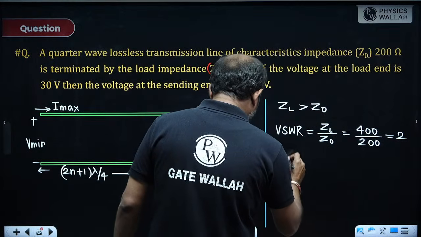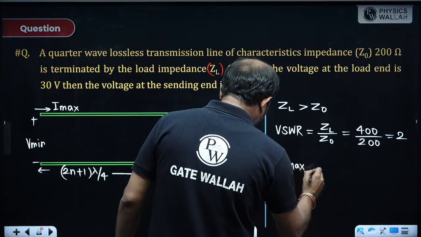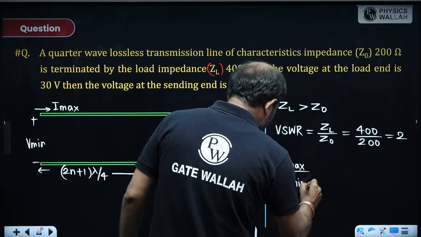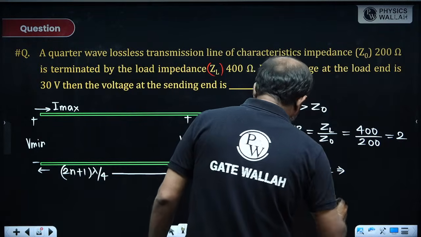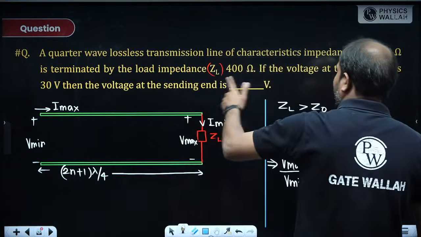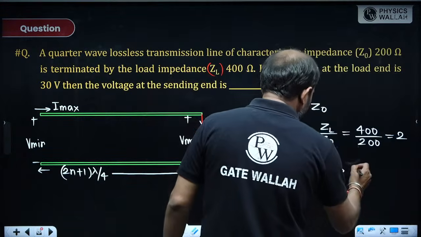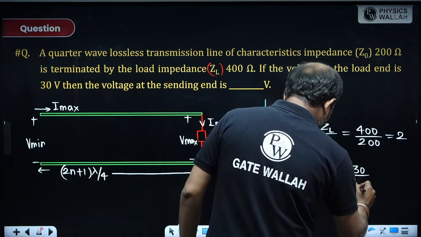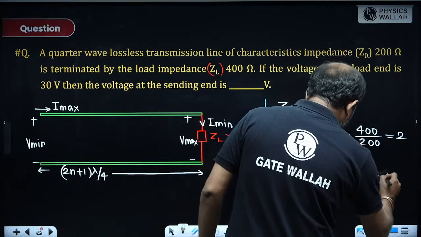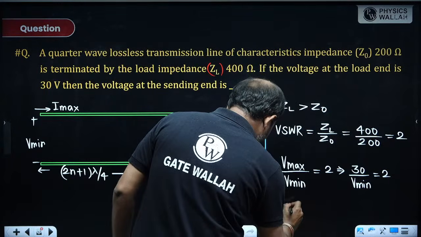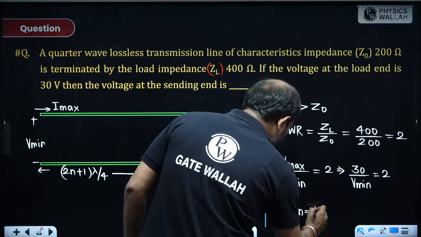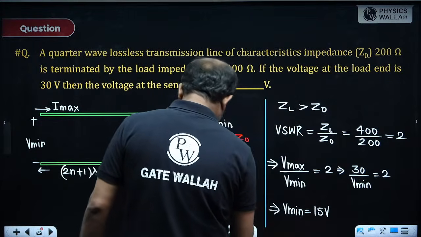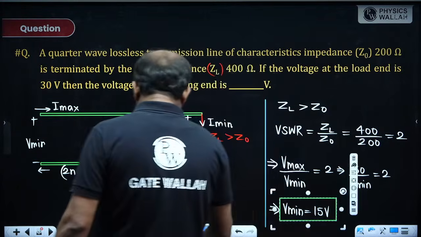Vmax by Vmin is equal to 2. Vmax is given at load, it is 30 volt. At source it is not given. So Vmin is equal to 15 volt. The answer is 15 volt.